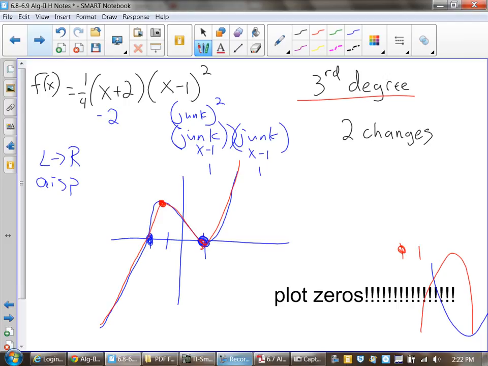It may look like that. This might go way up high and then come back down and go back up. It might be a little bit flatter.